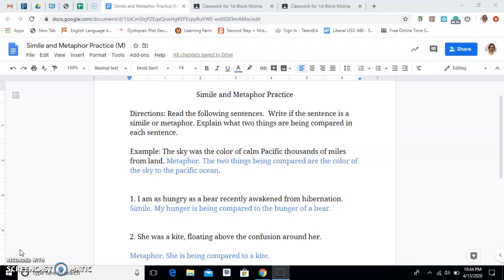I'm going to be going over the answers for the simile and metaphor practice that you guys did last week. I did the example with you. So number one, I am as hungry as a bear. As lets me know that it's a simile, and my hunger is being compared to the hunger of a bear. Number two, she was a kite floating above the confusion around her. There is no like or as, so I know right away it's a metaphor. And she is being compared to a kite.